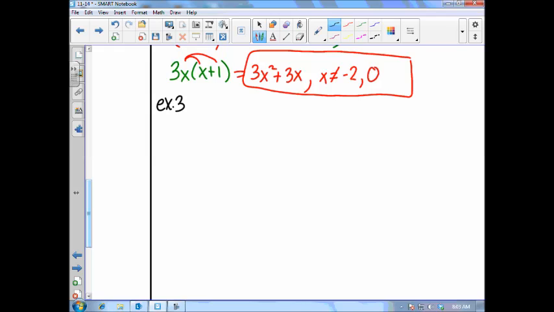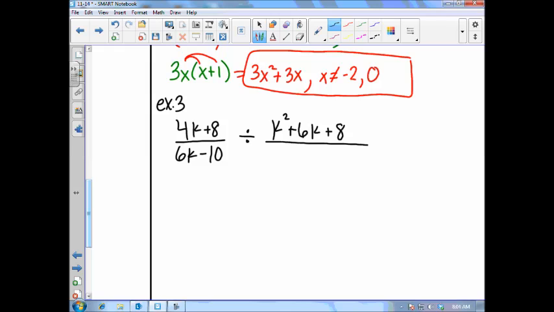Alright, which one do I want to do? This looks good. 4k plus 8 divided by 6k minus 10. That fraction will be divided by k squared plus 6k plus 8 divided by 9k minus 15.